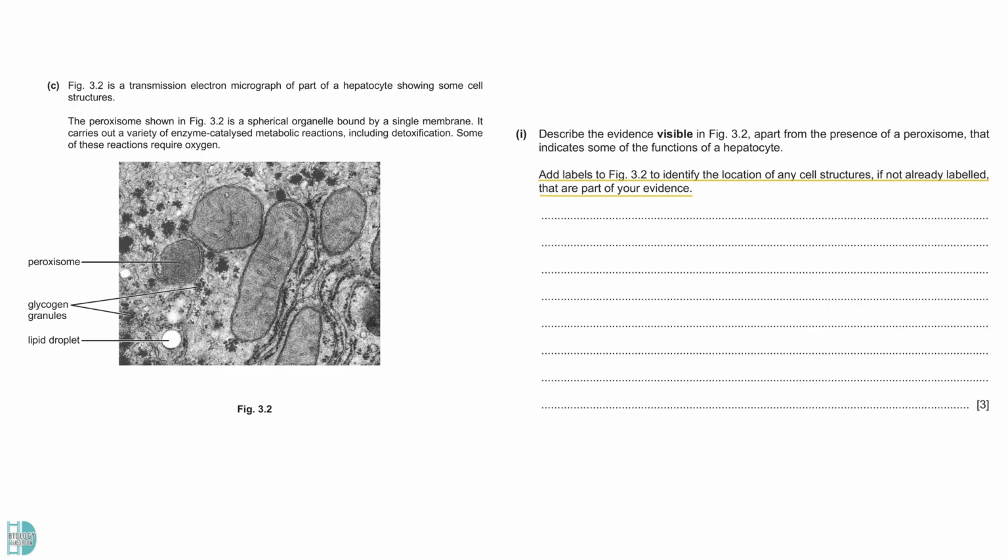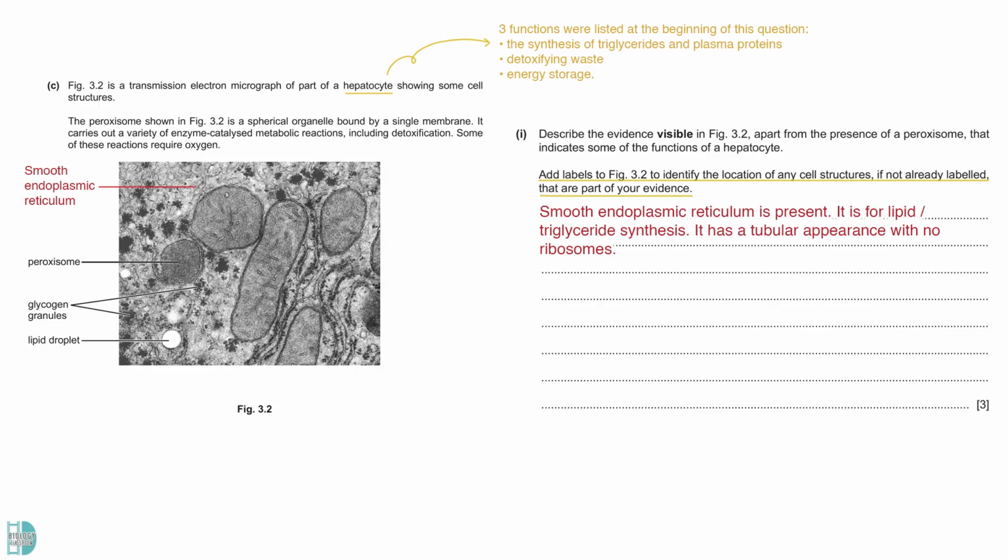At the beginning of this question, 3 functions of hepatocytes are listed. The synthesis of triglycerides involves the smooth endoplasmic reticulum. It has a tubular appearance with no ribosomes. They are found at the top left corner of the photomicrograph. Naming and labeling the structure plus any one detail will give you 1 mark.